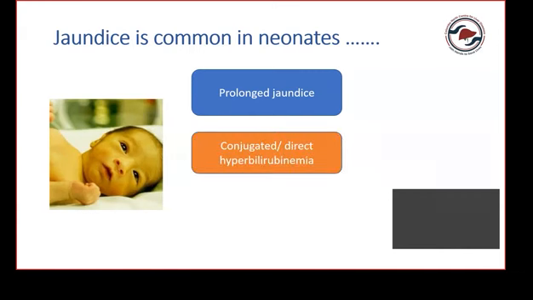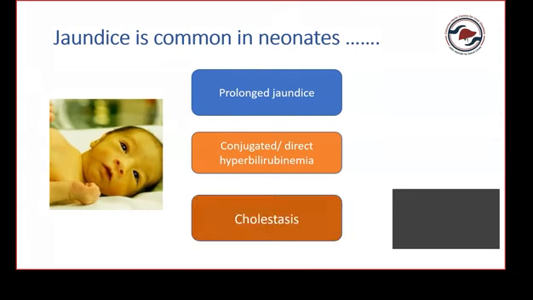So again, prolonged jaundice, it's mainly unconjugated hyperbilirubinemia. But there are selected occasions we would see conjugated or direct hyperbilirubinemia. And we will look at the cutoff and the definition of conjugated or direct hyperbilirubinemia in the next slide.